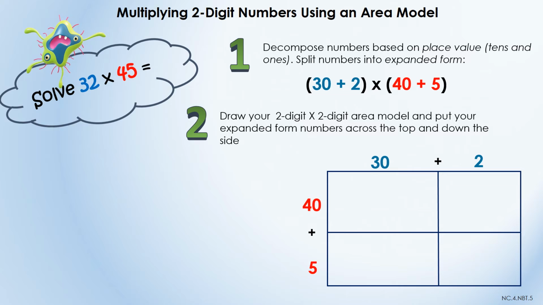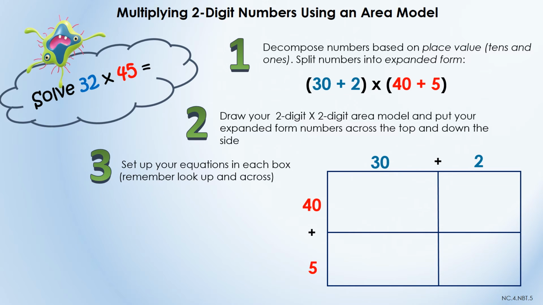Now let's take care of my second number. I have my 45, so I'm going to do my 40 plus 5 vertically. And this is what I think: anytime I see a plus sign, I need to draw a line. So if you notice, I see one plus sign, so I drew a line straight down. I see another plus sign, I drew a line all the way across.